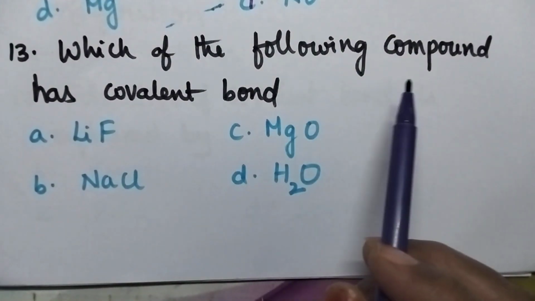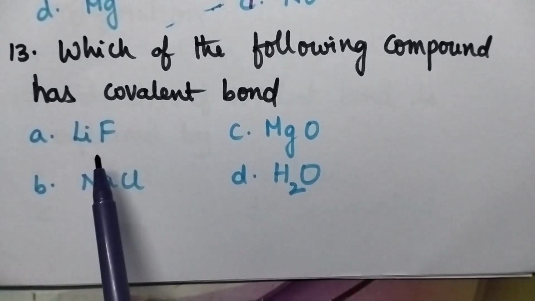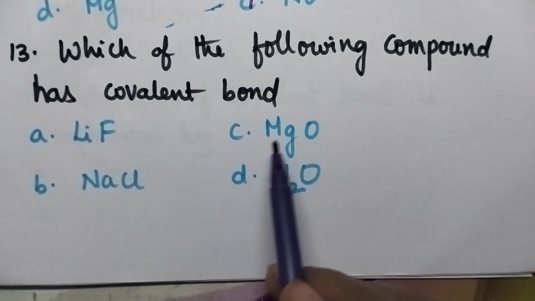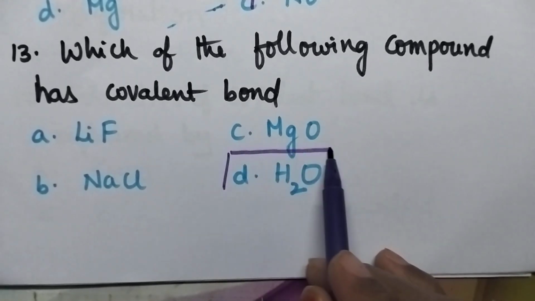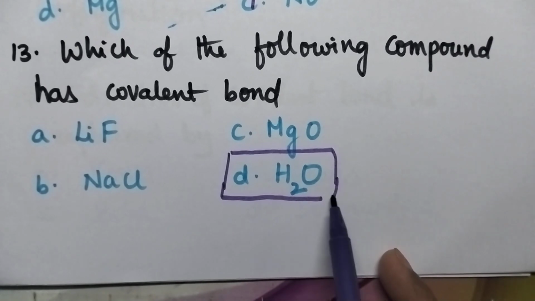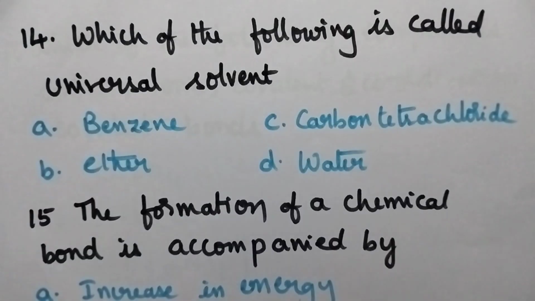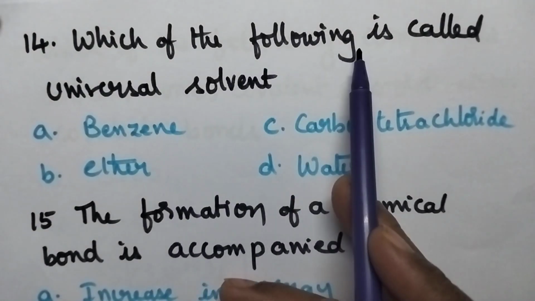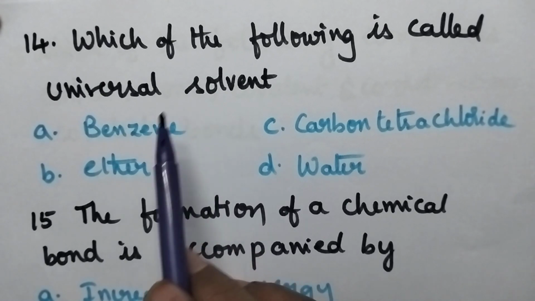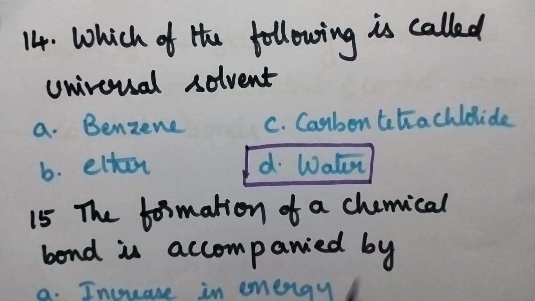Which of the following compounds has a covalent bond? So LiF, NaCl, MgO contain an ionic bond, whereas water contains the covalent bond. Which of the following is called universal solvent? Undoubtedly, water is called the universal solvent.